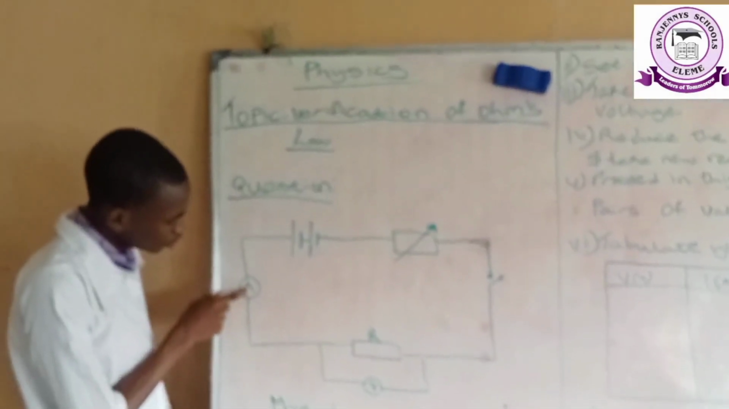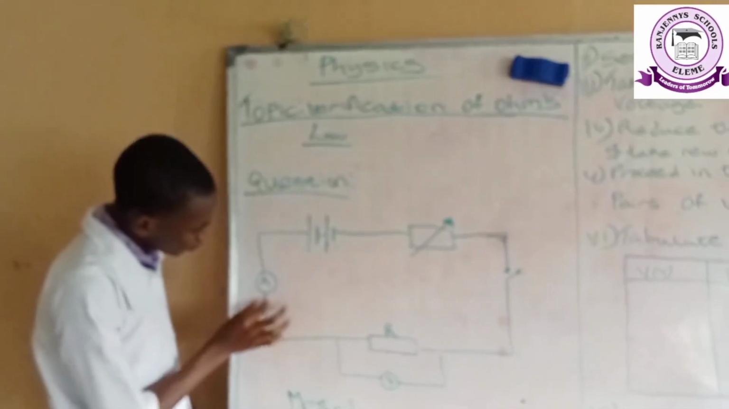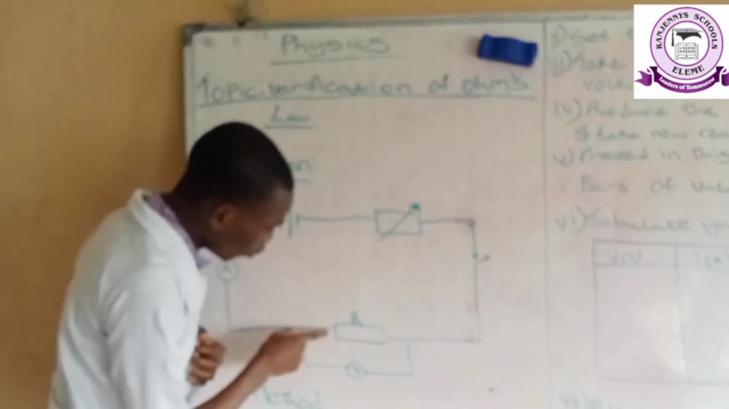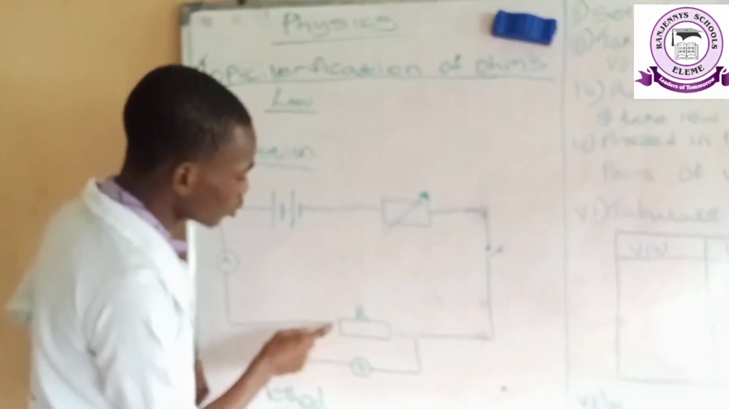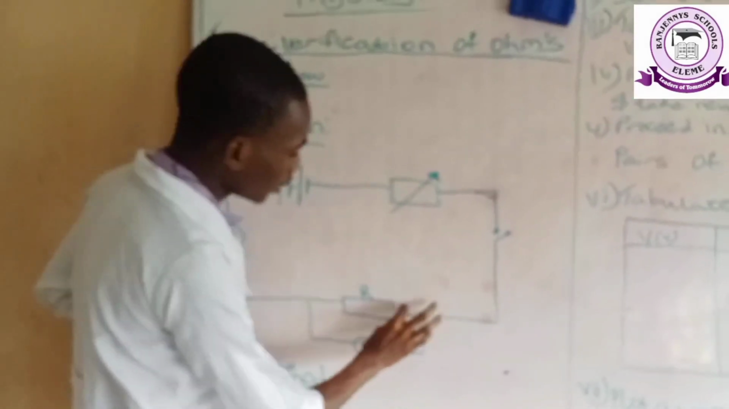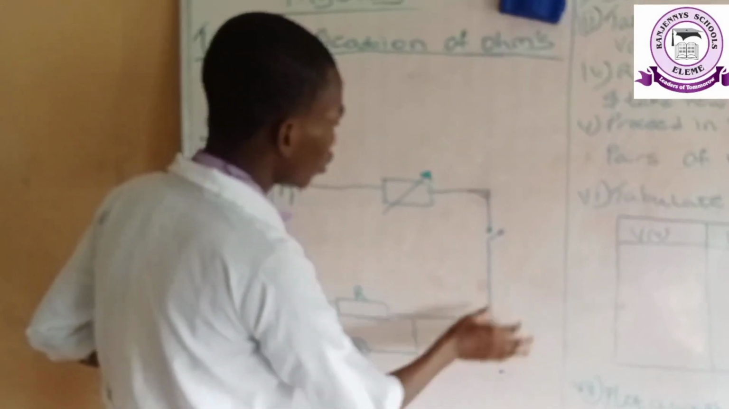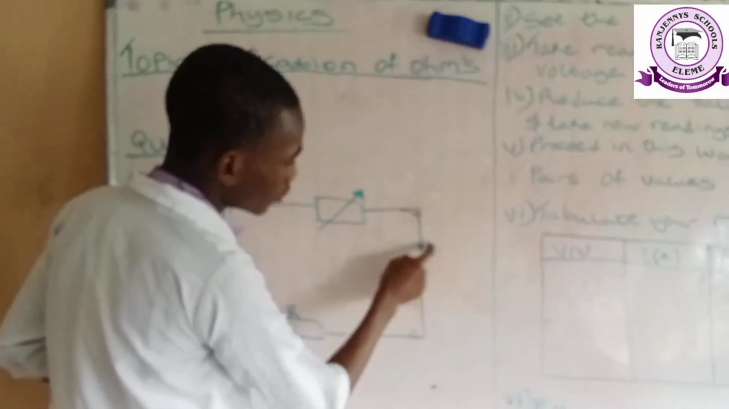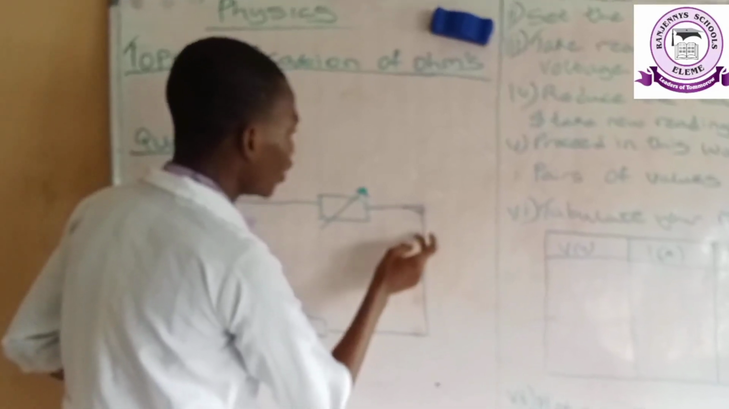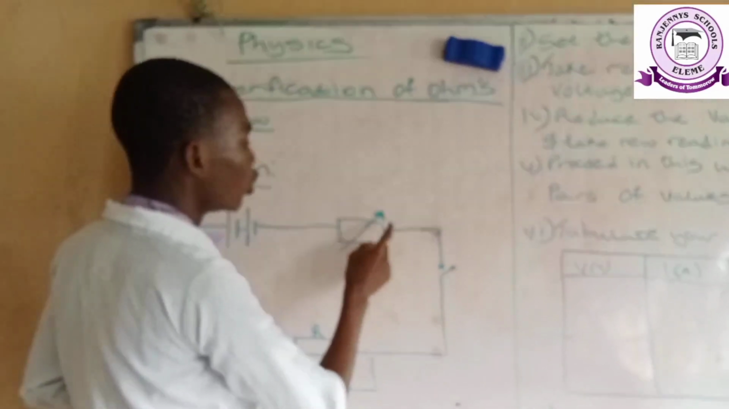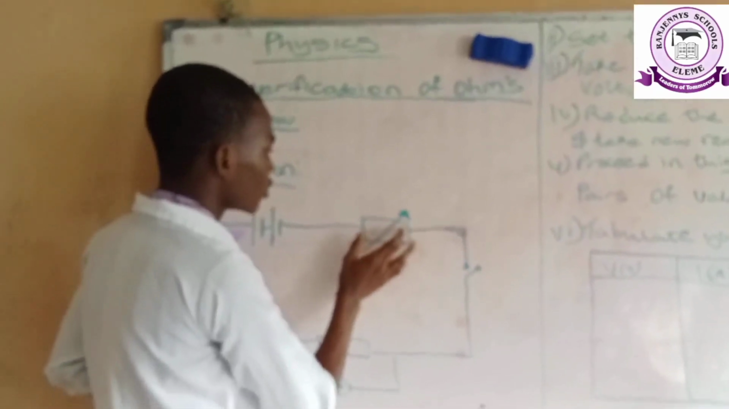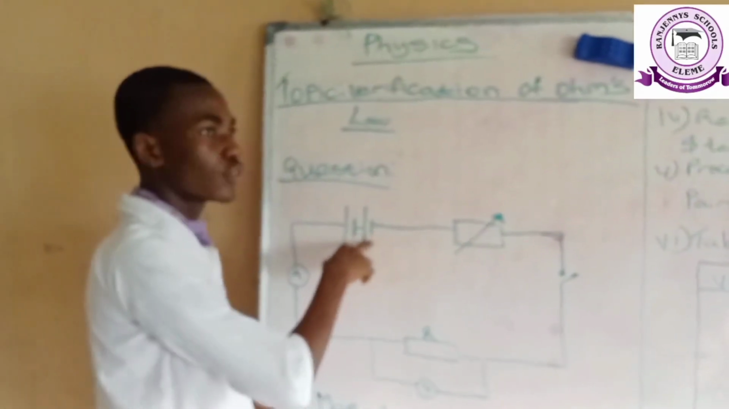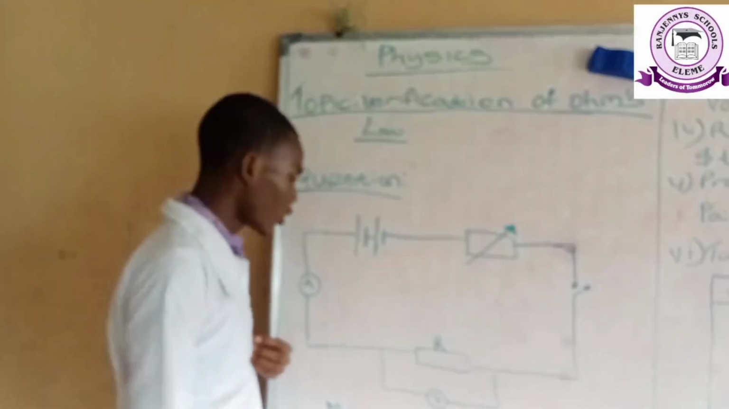This symbol shows the ammeter. From the negative terminal of the ammeter it is connected down to one of the terminals of the unknown resistor, and from the other terminal of the unknown resistor to one terminal of the key. Here's our key. And from the other end of the key to the rheostat, and from the other terminal of the rheostat down to the negative terminal of our battery.